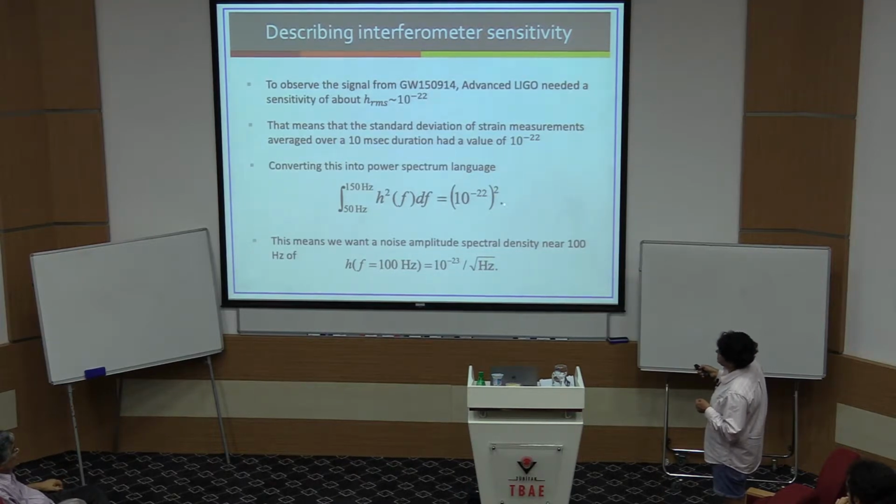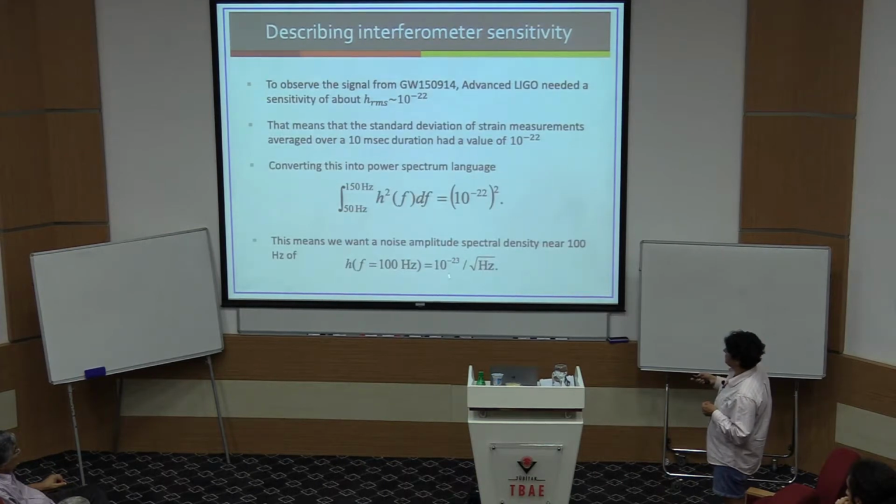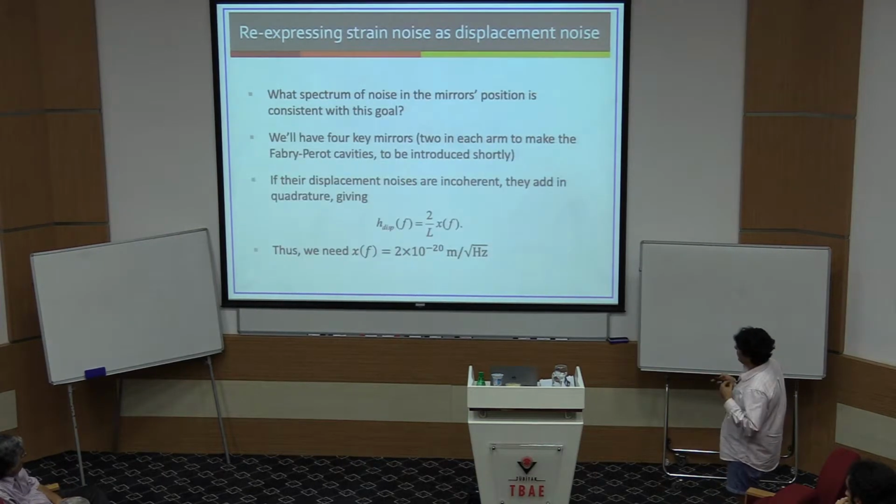So you can now just work backwards from this and come up with the actual amplitude spectral density. I've literally just done this math out. And here I found that we should have 10 to the minus 23 in amplitude of strain.